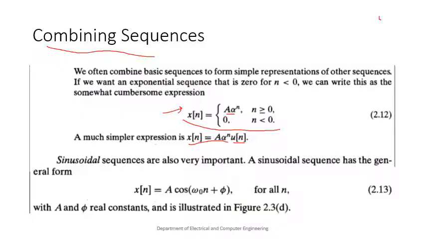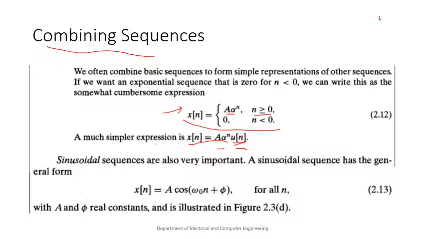So x of n is equal to a alpha to the power n. If I write this for n greater than or equal to 0, or I write it with u of n, both are the same. What we are doing is multiplying this sequence with u of n, so it will be only on the positive side. I hope you have studied all this in the previous course.